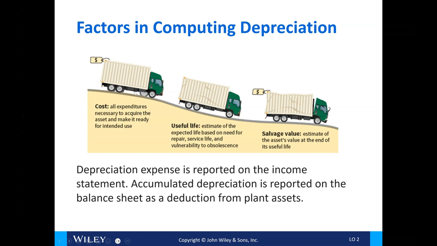You can see here that the cost, all expenditures necessary to acquire the asset, make it ready for its intended use at its intended location. You have the useful life, estimate of the expected life based on the need for repair, service life, and vulnerability to obsolescence. And then we have the salvage value. So when we get rid of this, what is the value? What do we expect the value to be? Now, these are all estimates, and there are no hard and fast things.